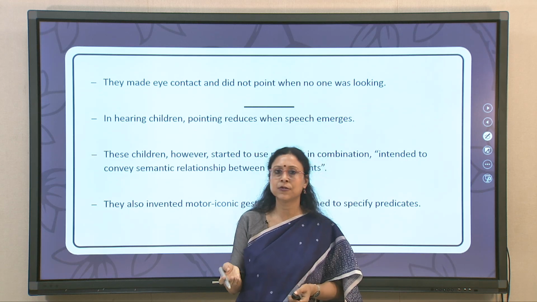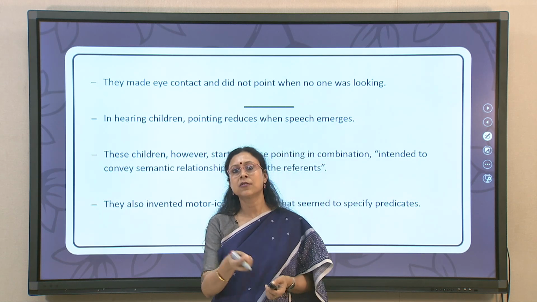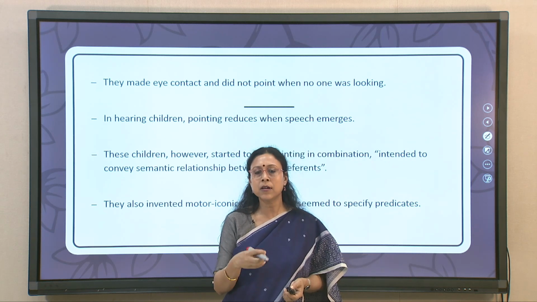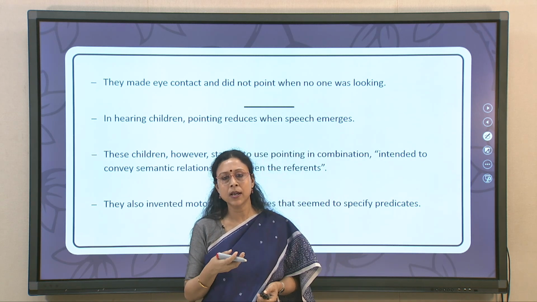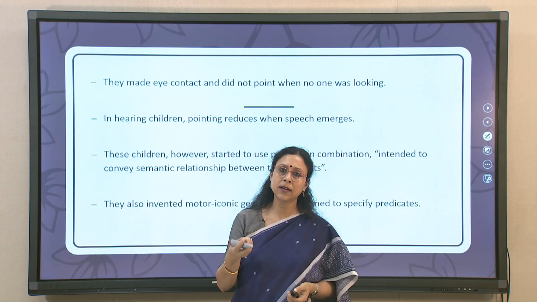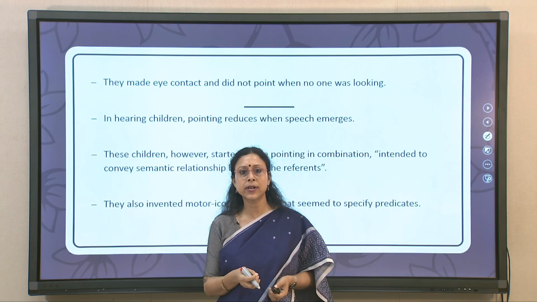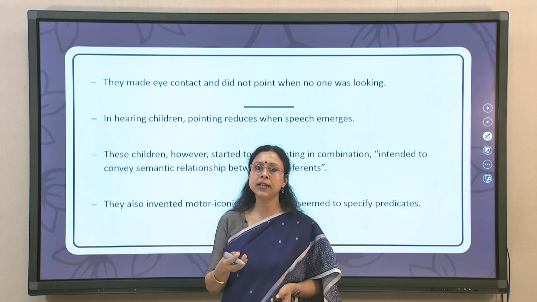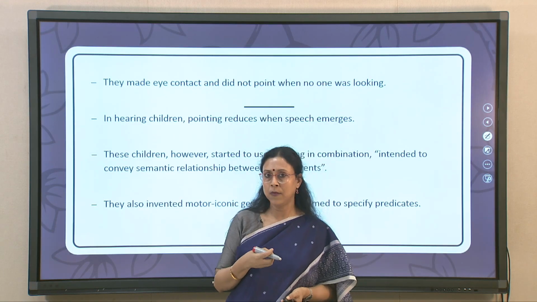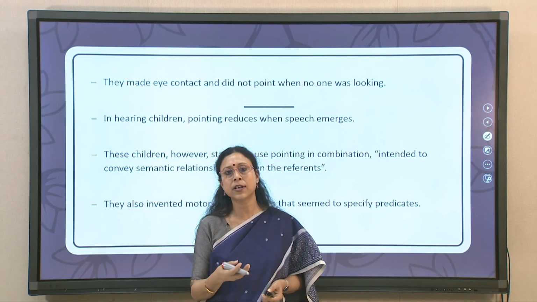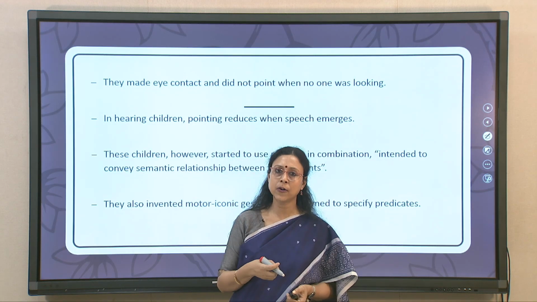So, maybe they want to say that the ball belongs to the doll or something of that sort. So, this is a combination of pointing, trying to make a semantic connection between the two references. And then eventually they also invented, why are we calling it invention? Because they were not familiar, they were not exposed to any kind of formal sign language.